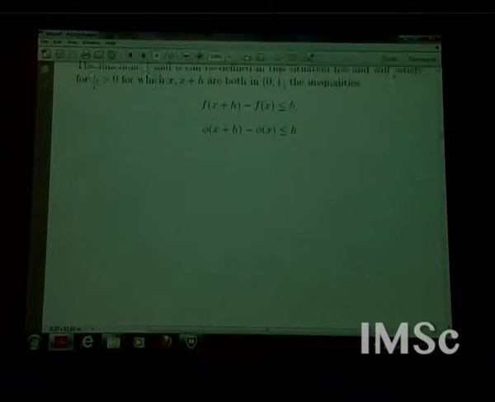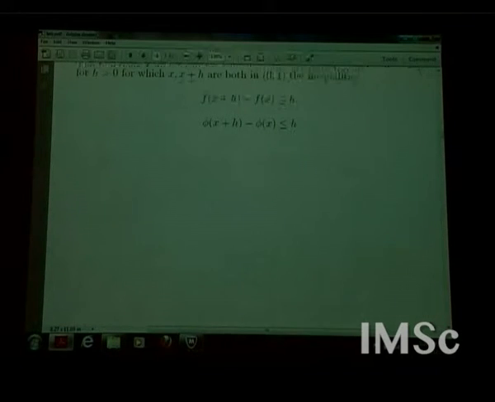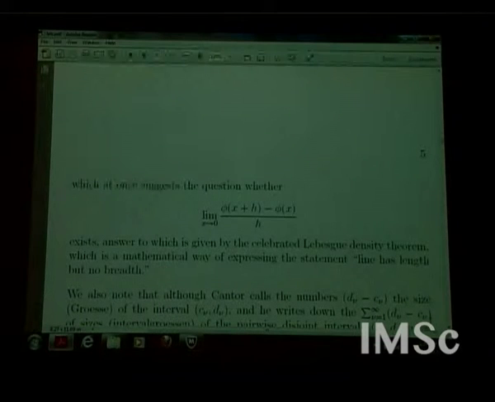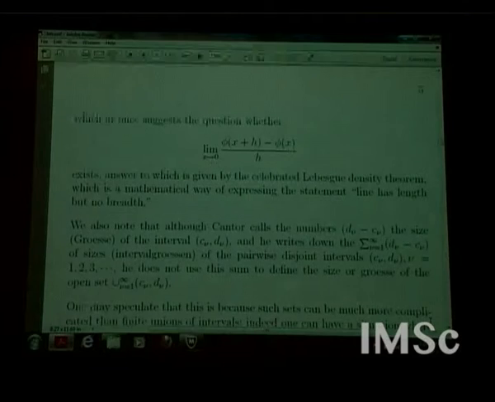So this is a nice fact. That means your function f satisfies a Lipschitz condition with constant 1. And if a function satisfies a Lipschitz condition, what is the next question? Is it differentiable? That suggests the question whether the limit of phi(x+h) minus phi(x) exists, the answer to which is given by the celebrated Lebesgue density theorem. I want to say that this may have motivated Lebesgue to investigate that.